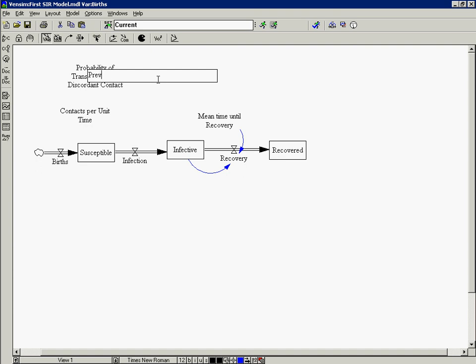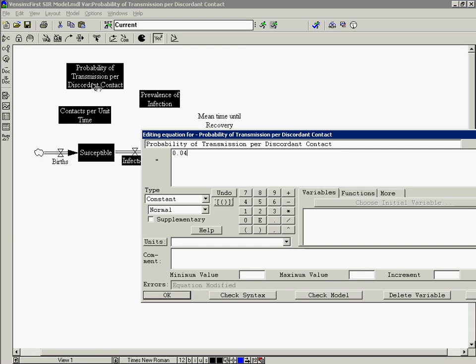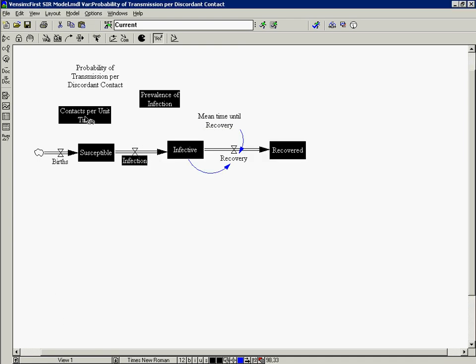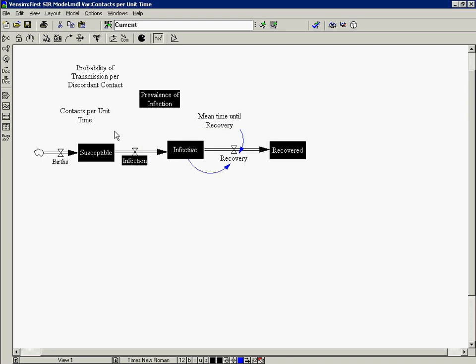Now, these two variables are things that we can set to be constant. So we'll set a probability of transmission per discordant contact of 0.04. We will set a contacts per unit time. Maybe they have 10 people with whom they share needles per unit time, or 10 sexual contacts per day, or whatever.